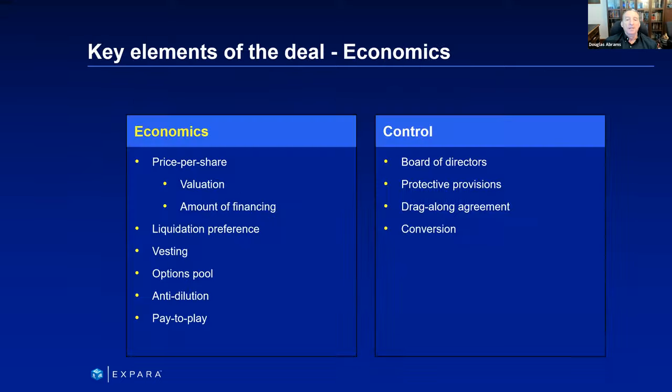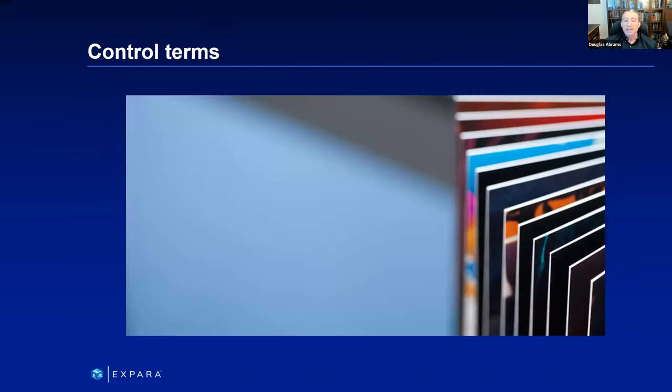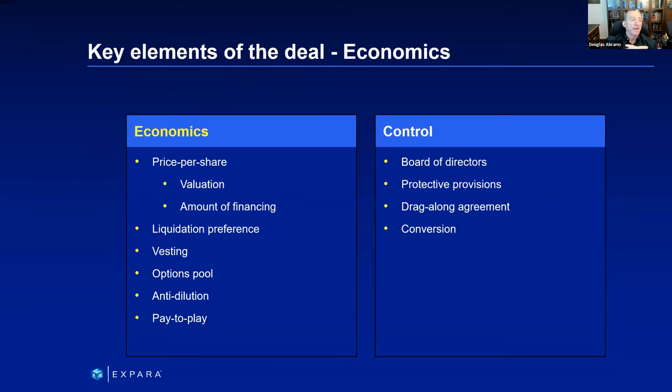Okay, so let's look at the key elements of investment deals. This is a list of the key terms in a typical venture capital startup deal. You can see that there are two categories of key terms. On the left side, my left side, are the economic terms, and on my right side are the control terms.